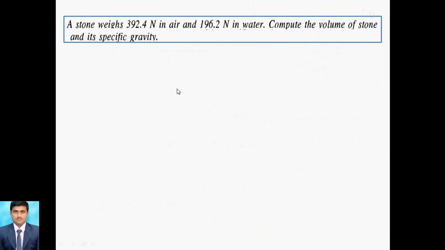Now we move to the next example, which is based on the same phenomenon, that is finding out the volume of stone and its specific gravity. Here a stone weighing 392.4 Newton in air and 196.2 N, that is Newton, in water. So this is regarding the stone. It is partially immersed in air as well as water, as is clear from the figure. Compute the volume of stone and specific gravity. Here we have to calculate the volume and then we go for specific gravity.